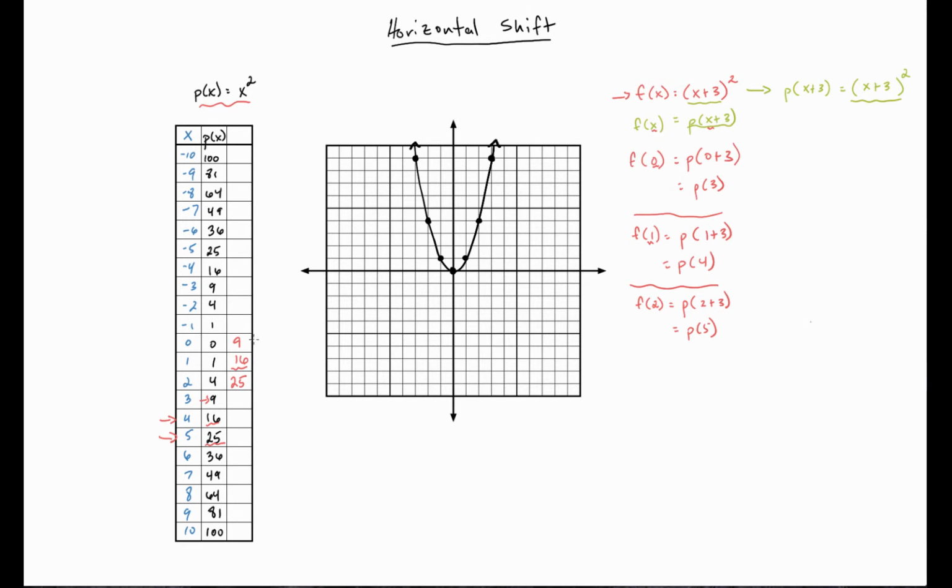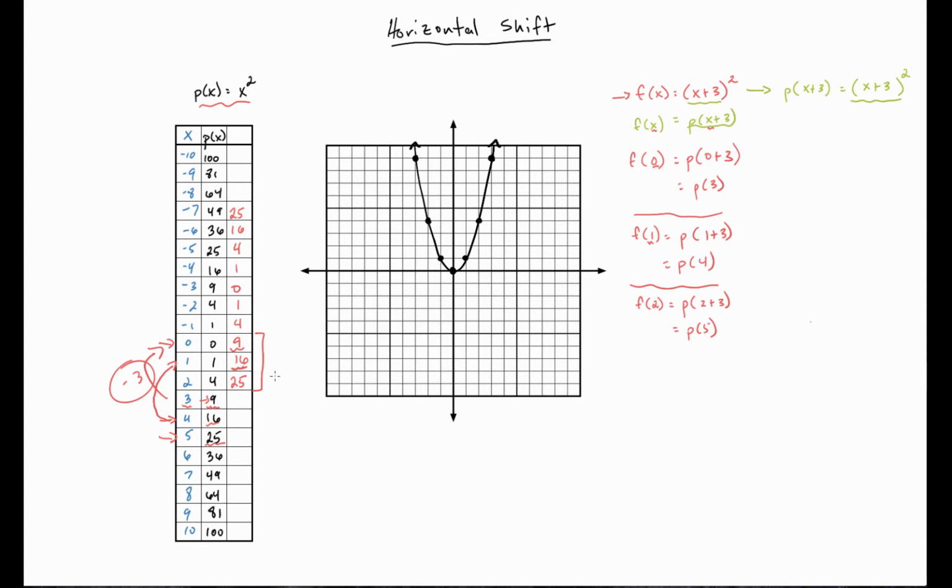So what's really happening here is all of these are happening sooner than they normally would. So the parent function doesn't hit an output of 9 until time of 3, or an input of 3. But I'm hitting that 9 with an input of 0. So I'm going backwards by 3. And you'll notice that if you do that for all of our values, if I look at the input of 4, I get 16. And if I go back 3 units to 1, I get that same 16. So everything's happening 3 units sooner than it normally would. And if I fill in some of these other values, we can kind of see that a little more clearly.